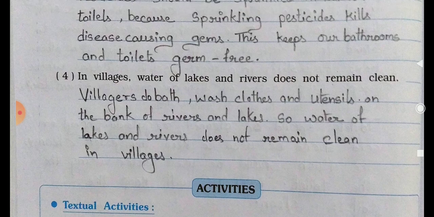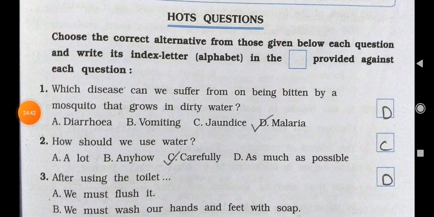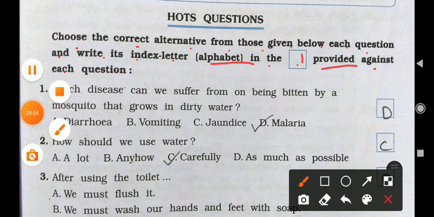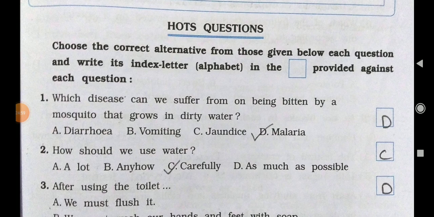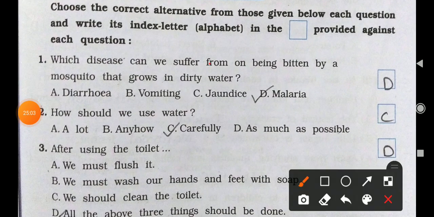After this, come on next. Last, it's a HOT question. Choose the correct alternative from those given below each question and write its index letter in the box provided against each question. First question is, which disease can we suffer from on being bitten by a mosquito that breeds in dirty water?